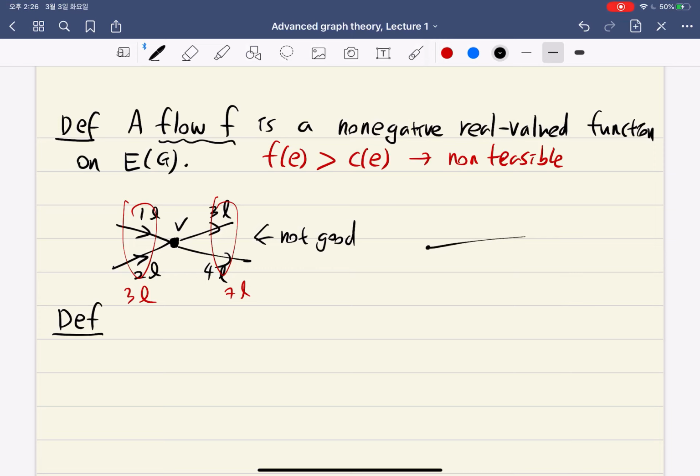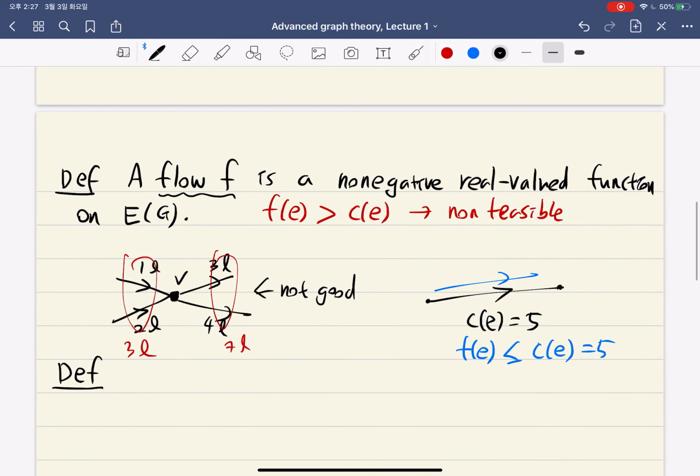And also, if there is a water pipe or an edge with capacity, say 5 liters, then obviously the amount of water that you flow here, which is F of E, you want this to be at most the capacity. Otherwise, you cannot flow 7 liters of water on a water pipe with capacity 5 liters.